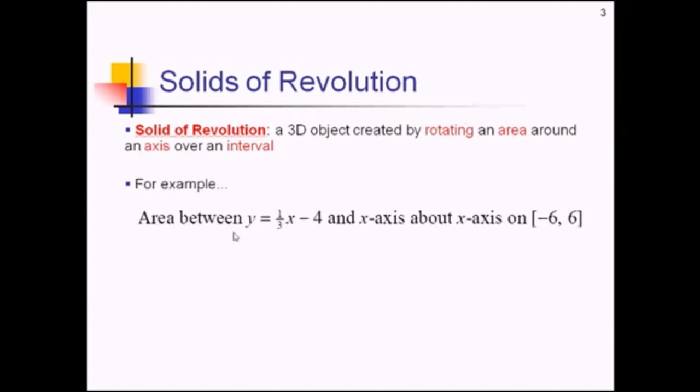Let's say that we take the area between y equals 1/3 x minus 4, shown in the graph below, and the x-axis. So this area right in here, and rotate it over the x-axis itself on the interval from -6 to 6. So here's what this looks like visually. I'm going to rotate this around the x-axis, and as I do that, it carves out a solid object. This solid object here is our solid of revolution, and we're going to be finding volumes of these things today.